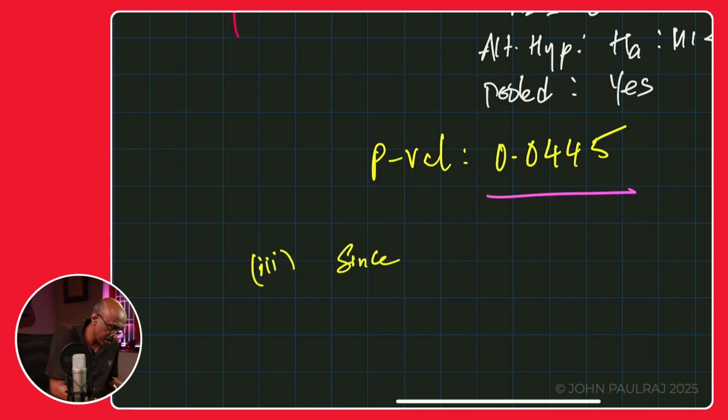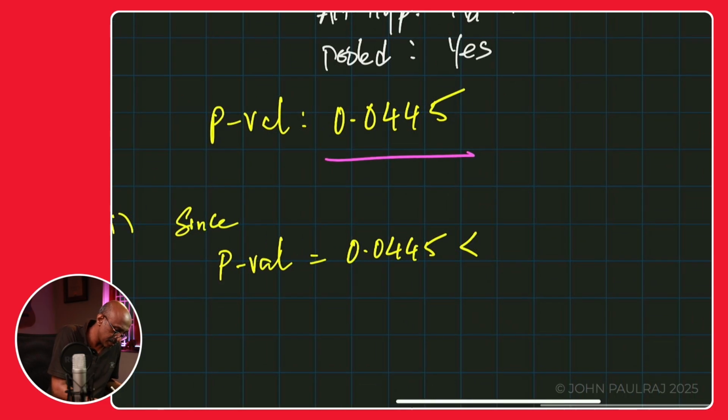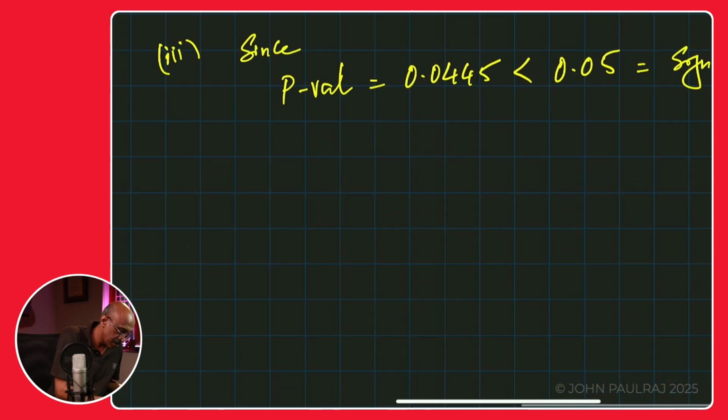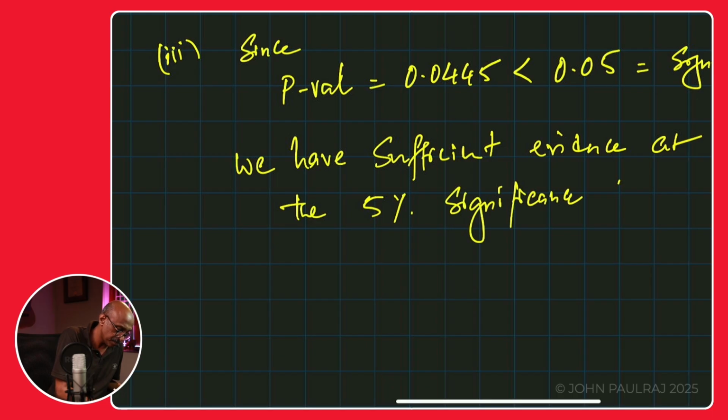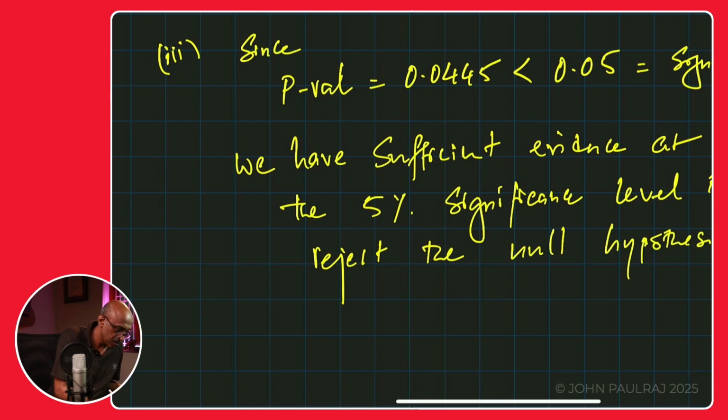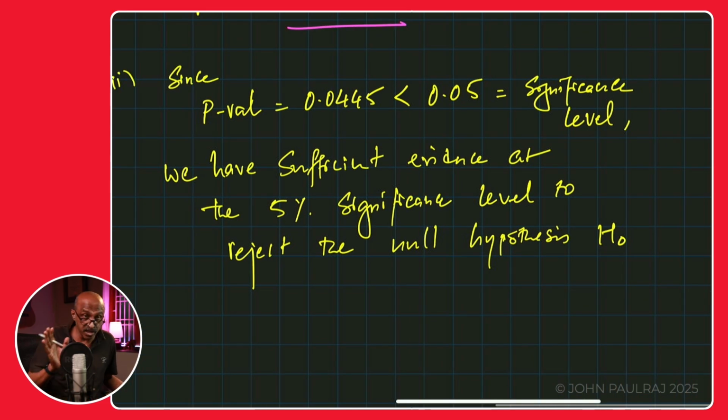Since the p-value equals 0.0445, which is clearly less than 0.05, the significance level, we have sufficient evidence at the 5% significance level to reject the null hypothesis H0.